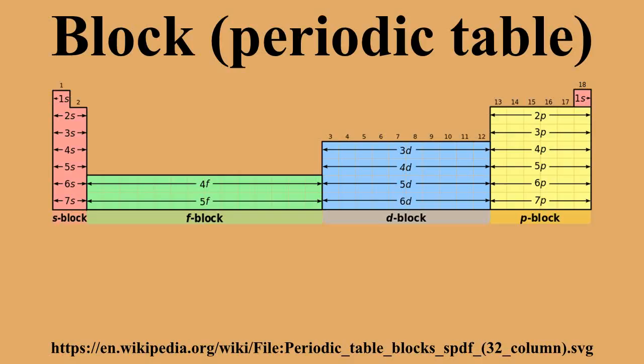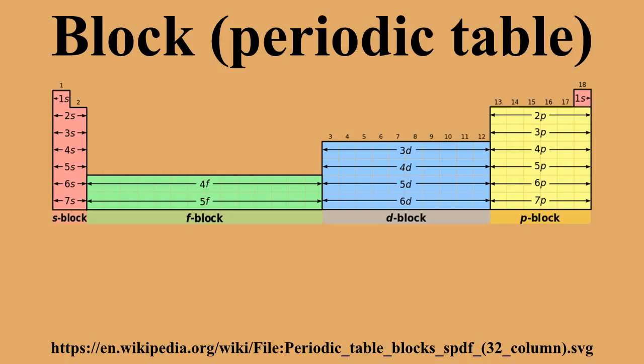F block elements are unified by having one or more of their outermost electrons in the F orbital but none in the D orbital or P orbital. The F orbitals can contain up to 7 pairs of electrons, hence the block includes 14 columns in the periodic table.